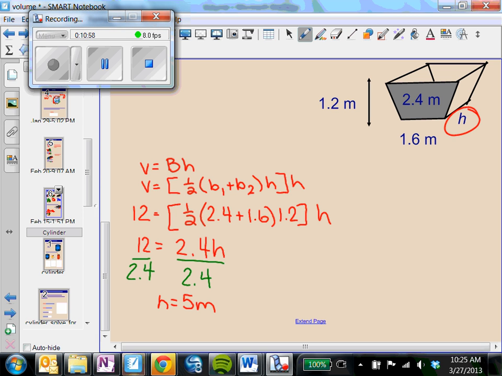So now I just need to simplify within the bracket. So 1/2, first you add this. You can put it straight into your calculator, actually. You can just put in 0.5, parentheses 2.4 plus 1.6, parentheses 1.2, and it'll give you 2.4 if you put it straight in. So you end up with 12 equals 2.4h. You divide both sides by 2.4 or multiply by the reciprocal, and h equals 5. And we know it's meters because h is height. It's just a length. So it's just meters, not meters squared or meters cubed.